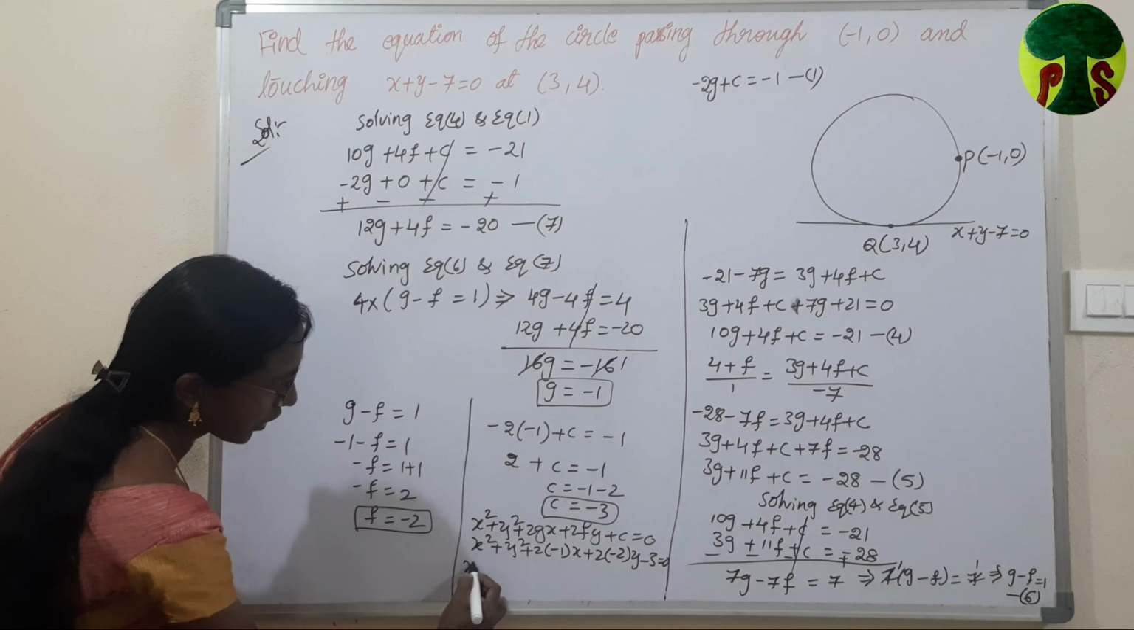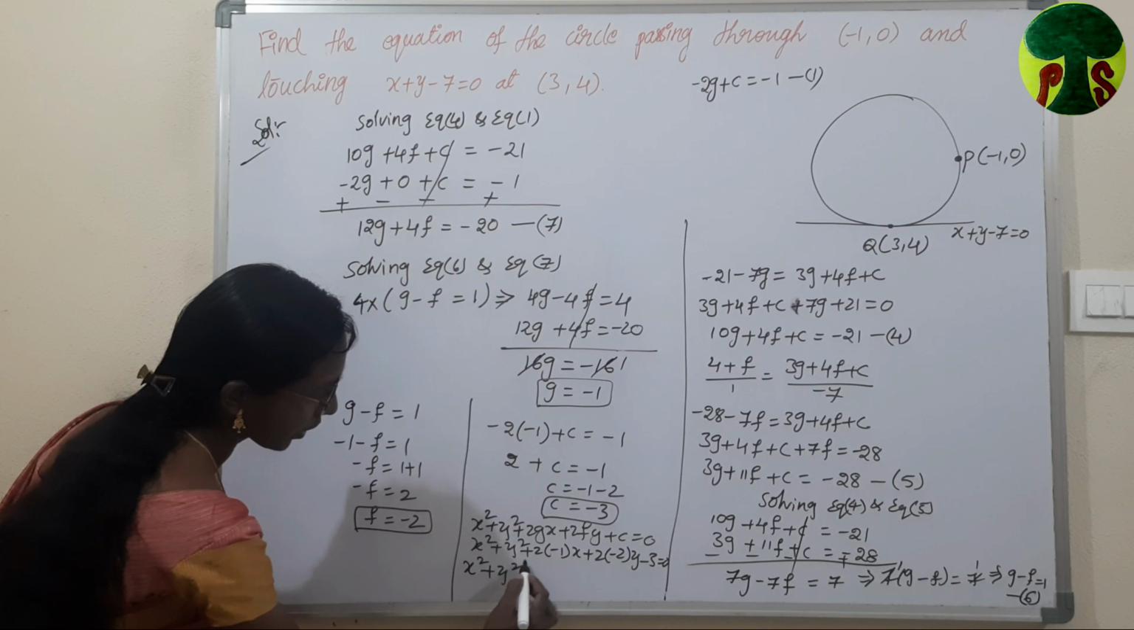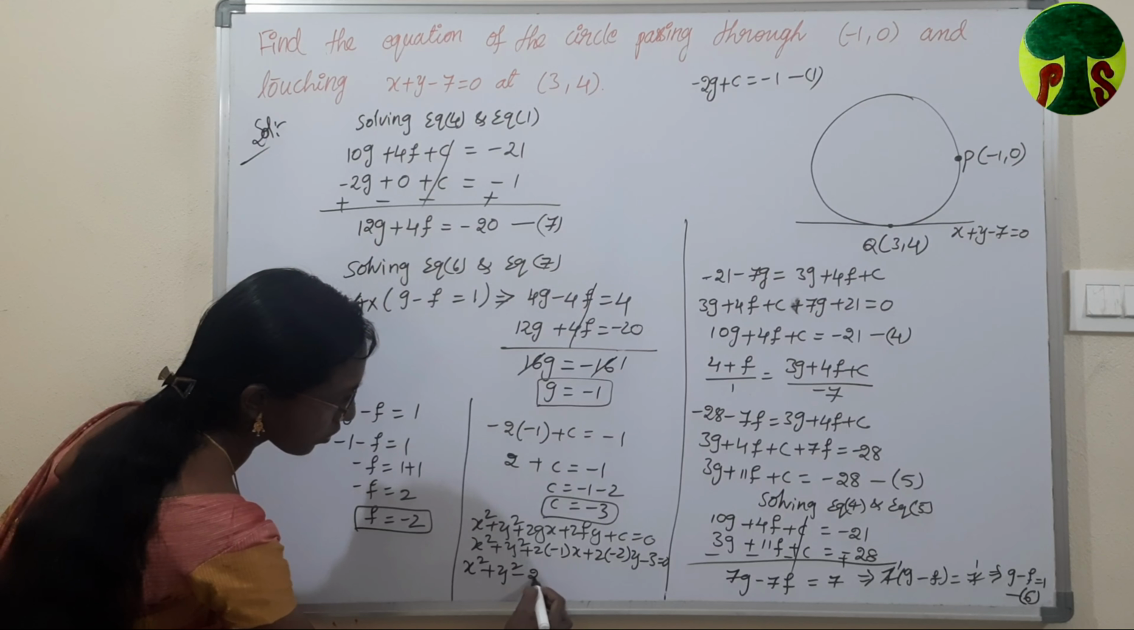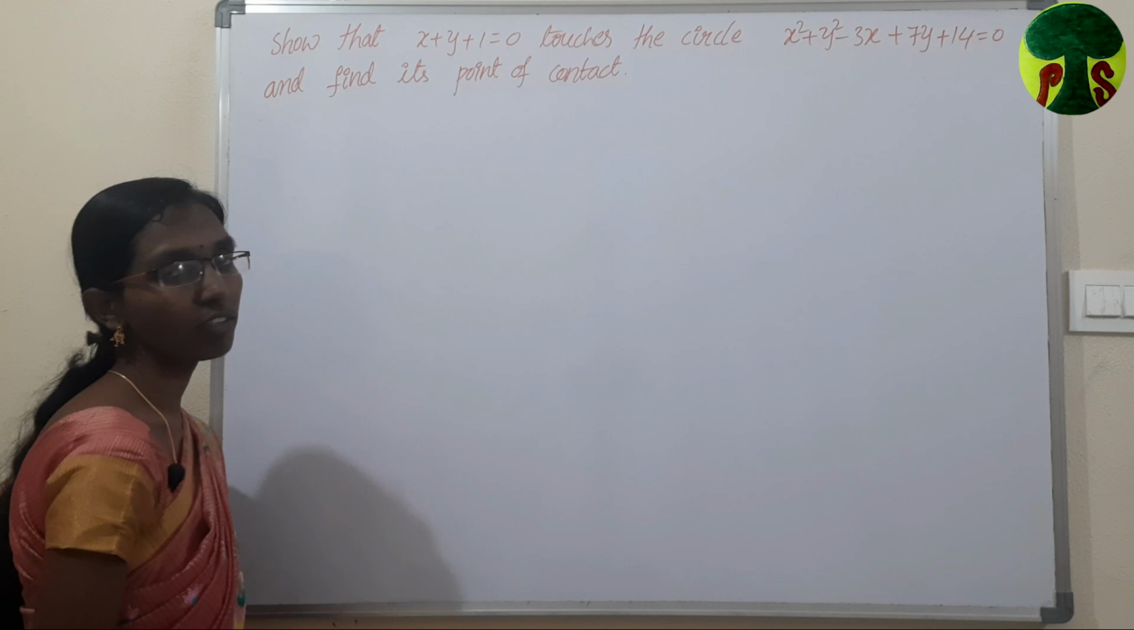Simplify: x square plus y square minus 2x minus 4y minus 3 is equal to 0. What is this? This is the equation of the required circle. Let us solve another problem. The question is: show that x plus y plus 1 equals 0 touches the circle x square plus y square minus 3x plus 7y plus 14 equals 0, and find its point of contact.